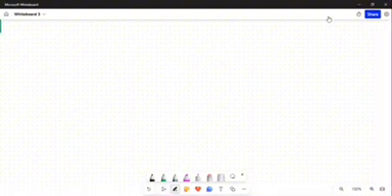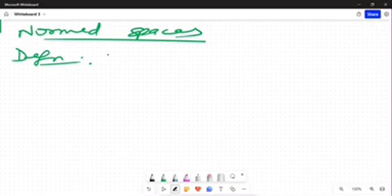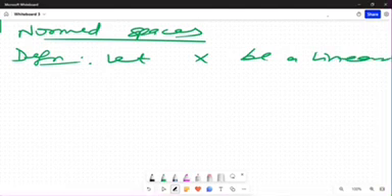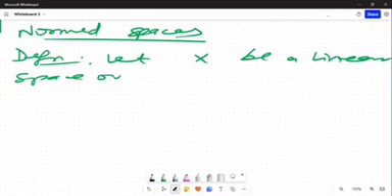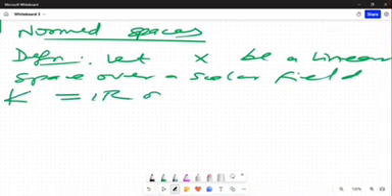Of course, definition is very key in pure mathematics. So let X be a linear space or a vector space. You know, they are the same thing. And of course, you usually define a linear space or a vector space over a field, over a scalar field. Usually the scalar field is K, which could be either R or C.